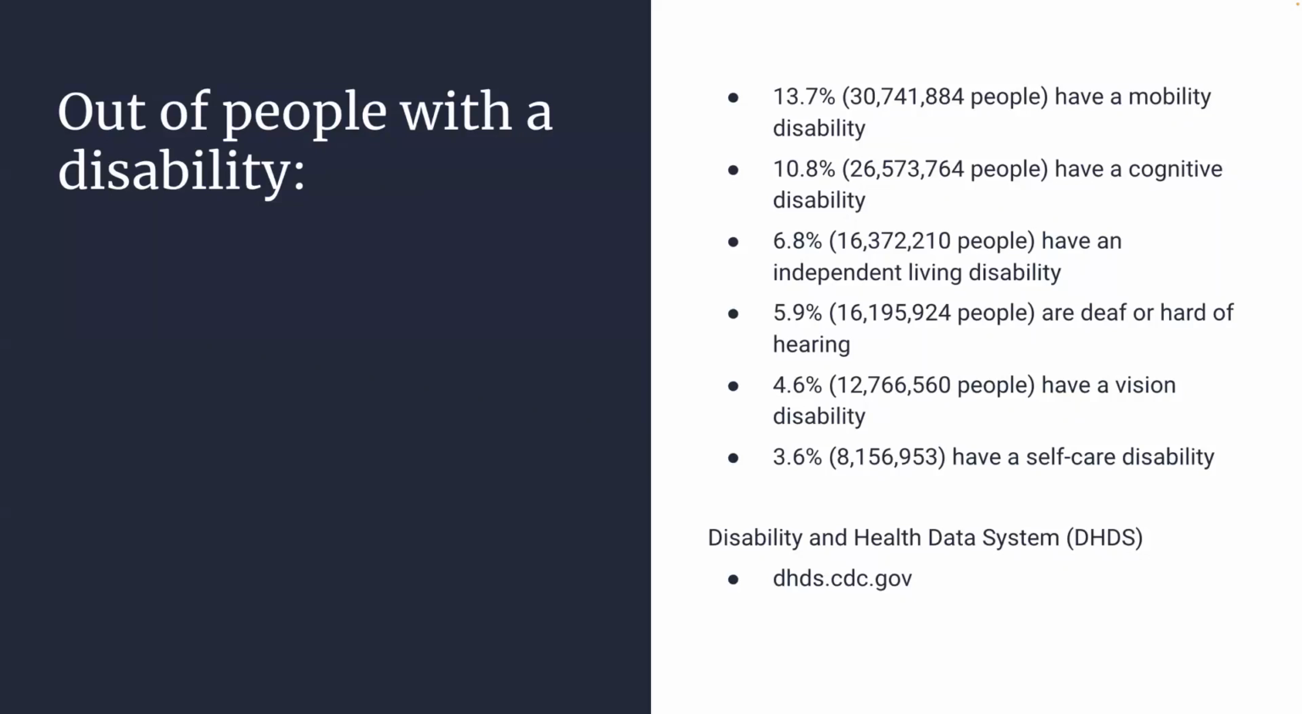If you're interested in exploring the numbers, the CDC has a neat tool called the Disability and Health Data System, available at dhds.cdc.gov, where you can break down disability statistics by the country or by state. Spoilers, there are about 1.4 million people in New Jersey who have a disability.